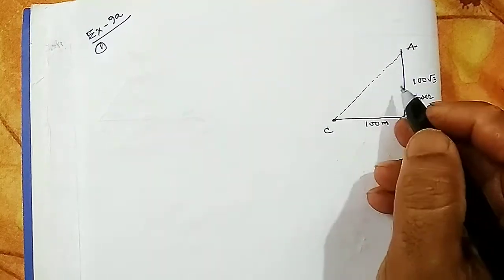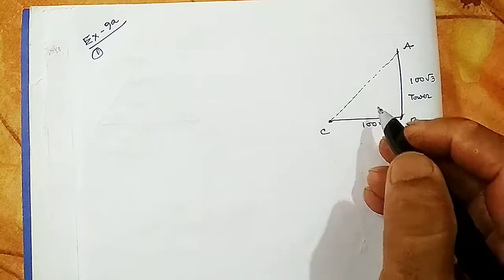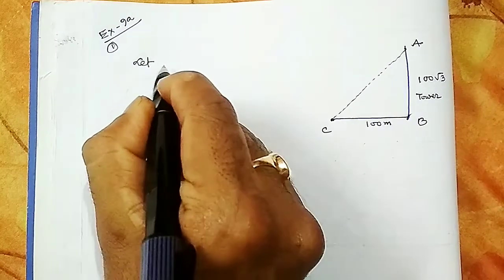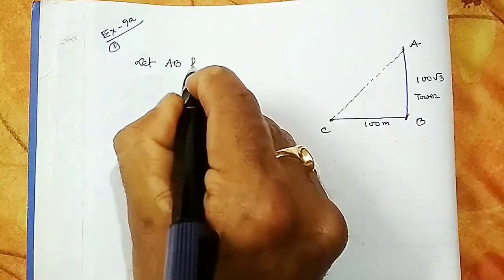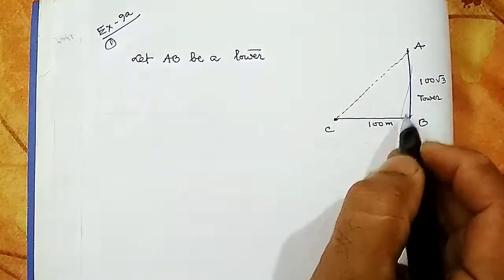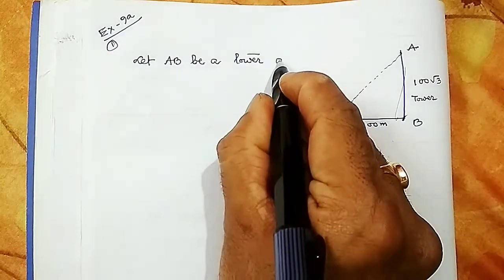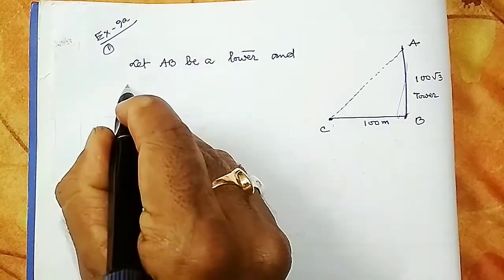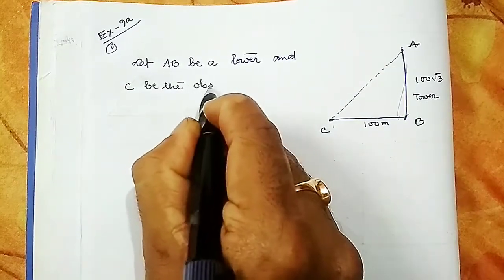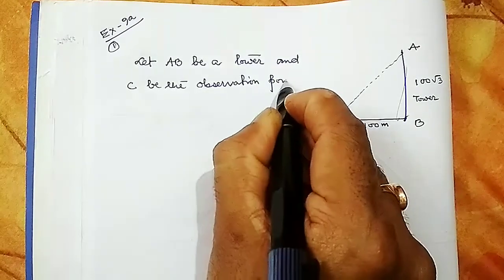Once I have drawn the figure, I have to describe the figure in short. So I can write here, let AB be a tower, and C be the observation point.